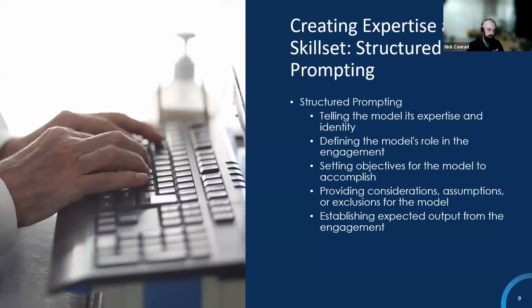That transfers really well into this, which is creating that expertise and skill set for structured prompting. Prompting is telling the model it's an expert at something. It's defining what you want it to do. You're setting objectives for it to run, and providing different considerations and assumptions to that model. You're telling it exactly what it needs to do, who it is, how it's going to do it, and what it needs to be. So it's not just, hey, summarize this, and it gives you the answer you want. You really need to provide short, specific details and give it context.